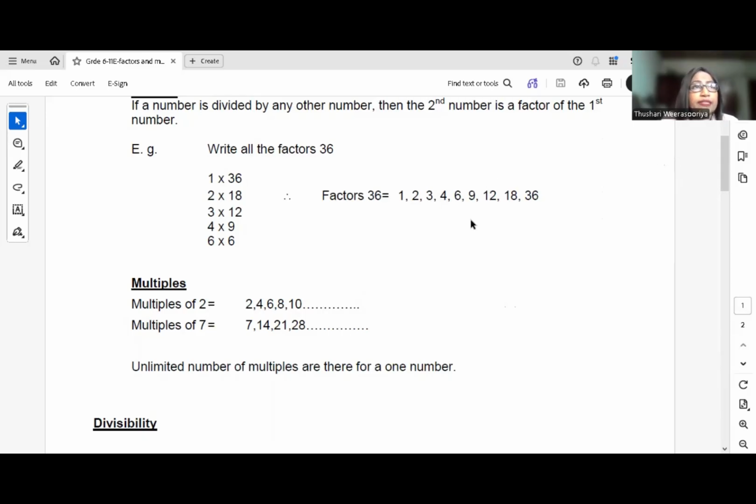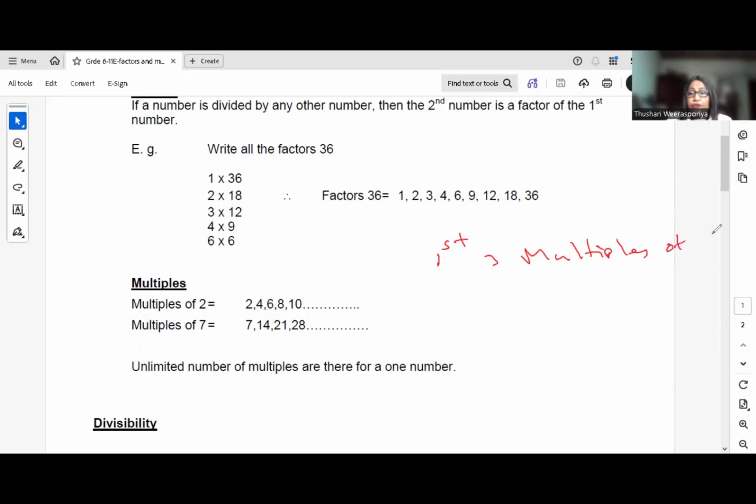Most of the children think only up to 12 because we learn the times table up to 12. So they think we have only 12 multiples. No, you have infinity. For easiness, we are learning only up to the 12 times table. Now look at the multiples of 7: 7, 14, 21, 28, like that. An unlimited number of multiples are there for one number. If I ask, write the first 3 multiples of 2.